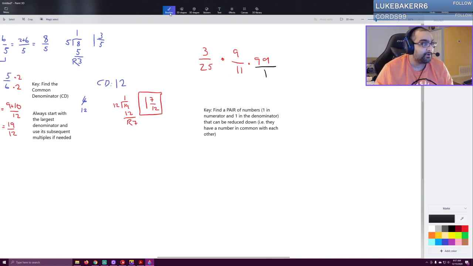Now, let's see what's going to work out. We do have a pair of numbers in this instance. What is that pair of numbers? Well, the pair is going to be 99 and 11. 99 and 11 have the number 11 in common between them. We'll come back to see if there are any other pairs of numbers after this, but this is what we have right now. So I can divide 11 by itself, so I can divide it by 11, and I can divide 99 by 11.